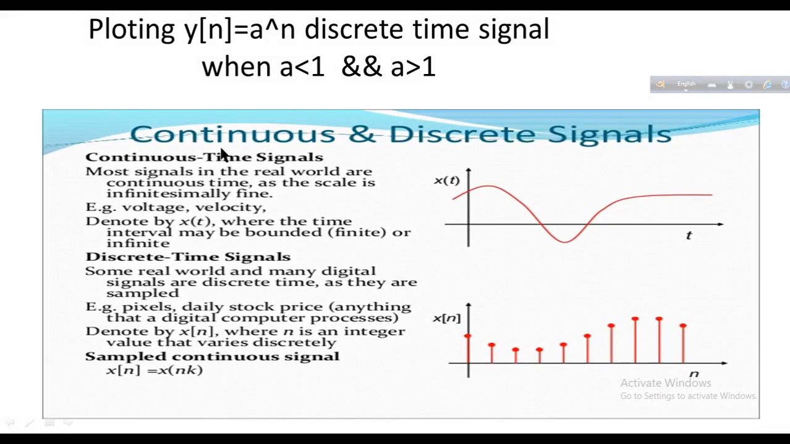As you can see, most signals in the real world are continuous time signals, as the scale is infinitesimally fine. This is how our continuous time signal looks, and it is expressed using first brackets. And discrete time signals, some real world and many digital signals, are discrete time as they are sampled. We express this discrete time signal using third brackets, and this is how our discrete time signal looks.